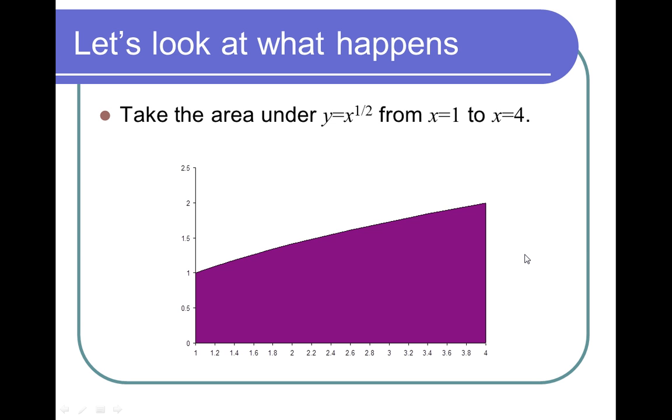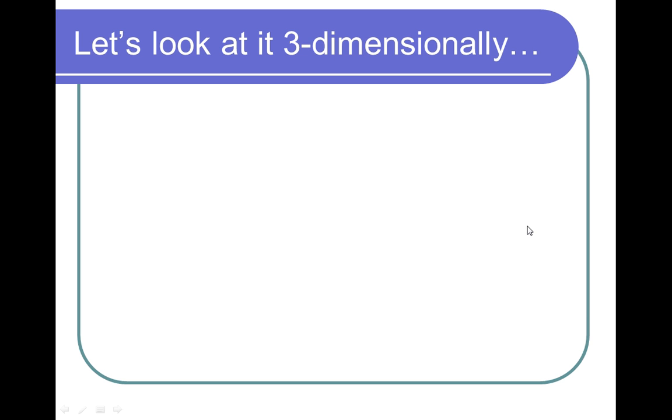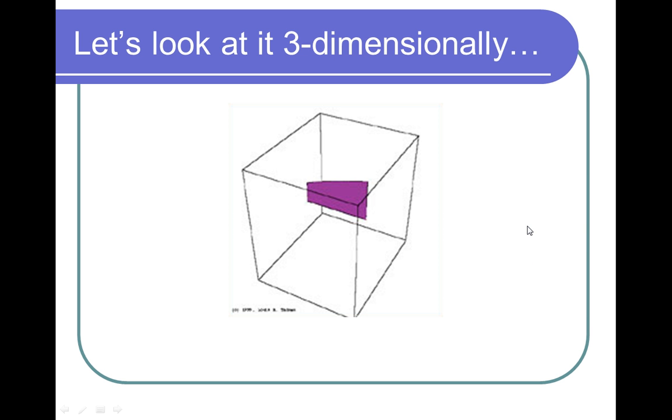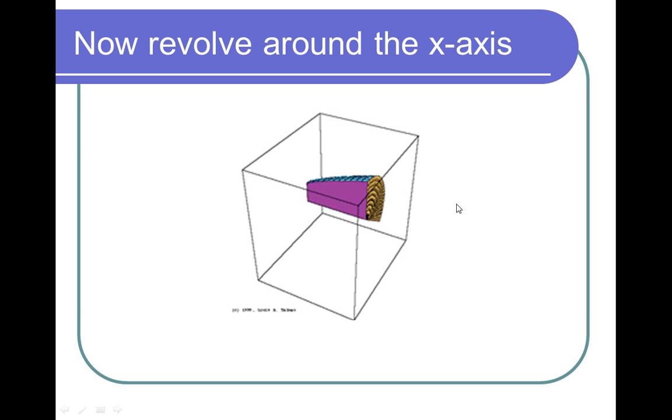So now what we're going to do is turn this area into a solid, and here's how we're going to do that. We're going to look at it three-dimensionally, first of all. So if I put that graph, that little area, in a box, that's what it would look like. And then I'm going to take that area and rotate it around the x-axis, kind of revolve it around the x-axis 360 degrees. Okay? And that's what it looks like when you do that.